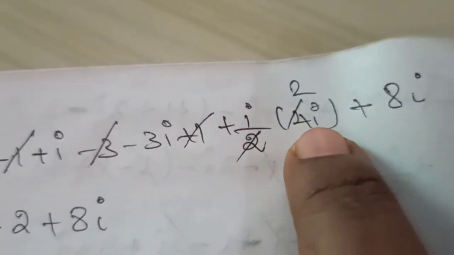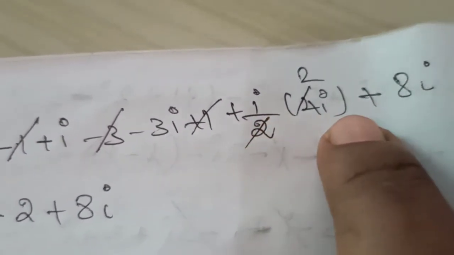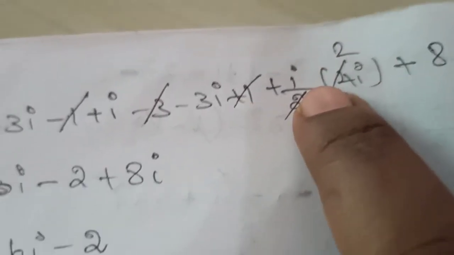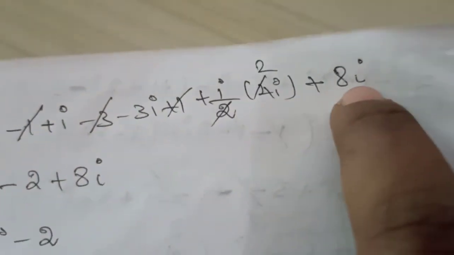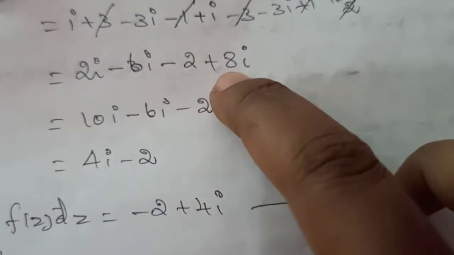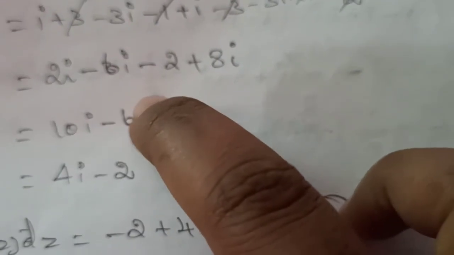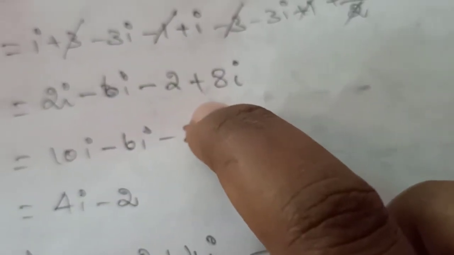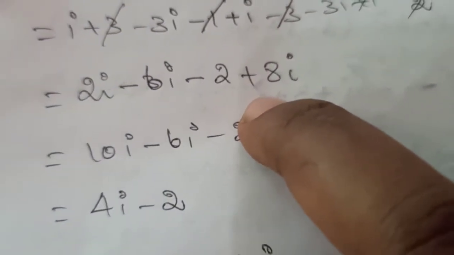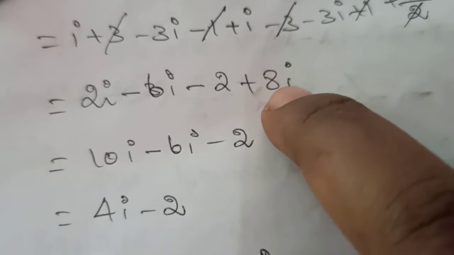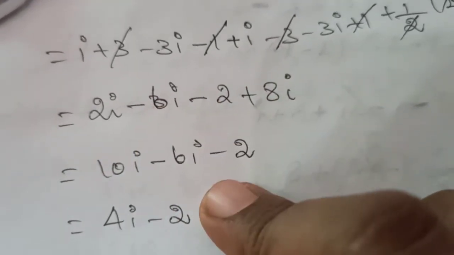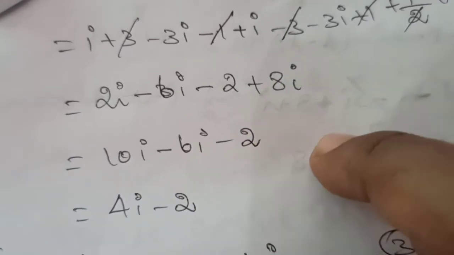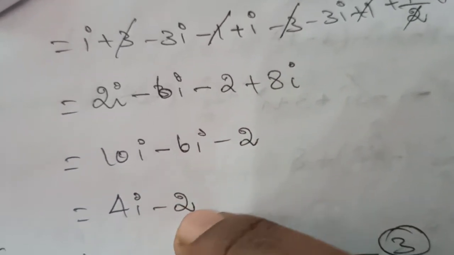Here i into i value is i square, so i square value into the minus, can write the minus 2. So okay, plus the last term plus 8i. So next add the terms of the real part, then add the terms of the imaginary part. The real term is 2 plus 8 becomes 10. 10 minus 6i, subtract this value, 10i minus 6i minus 2, okay, plus 4i minus 2.